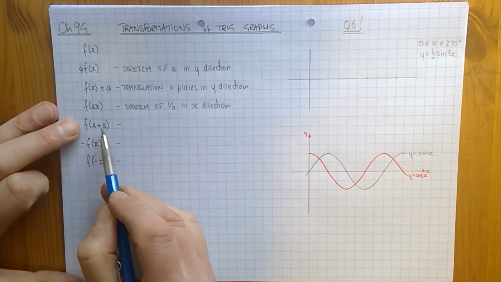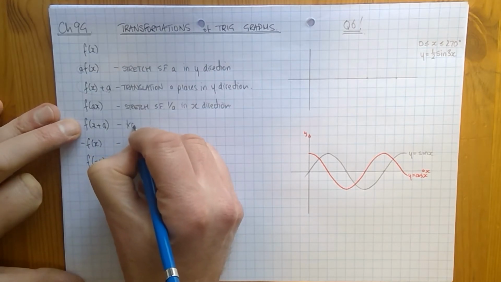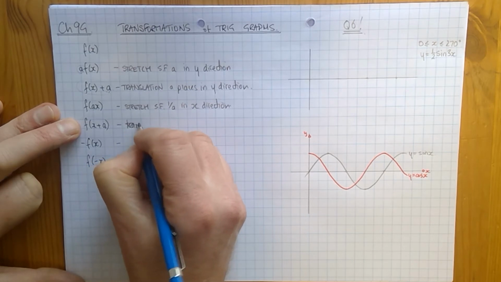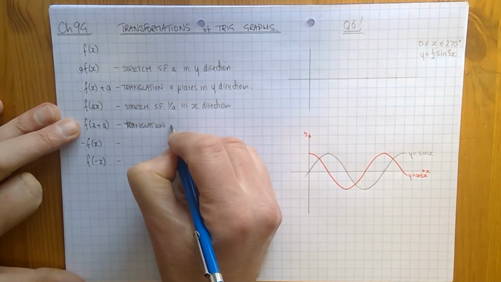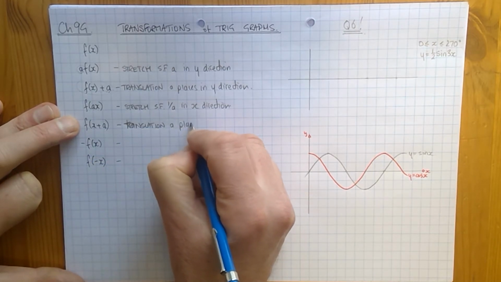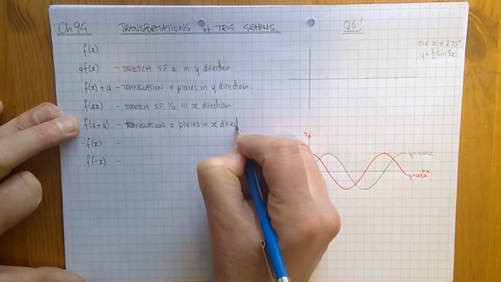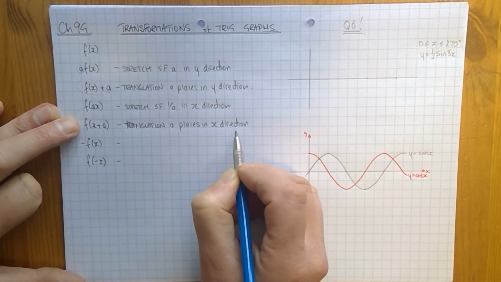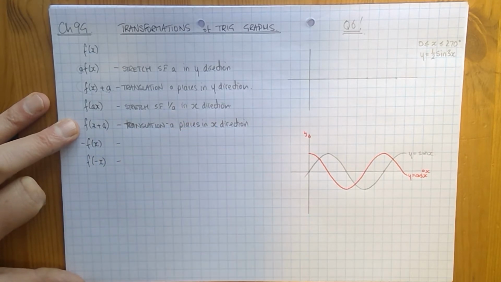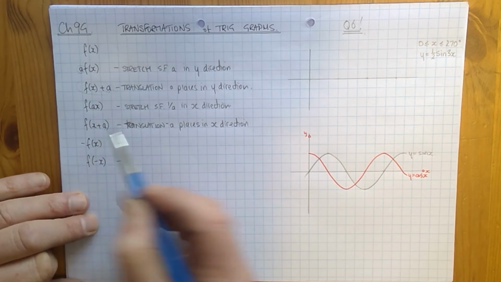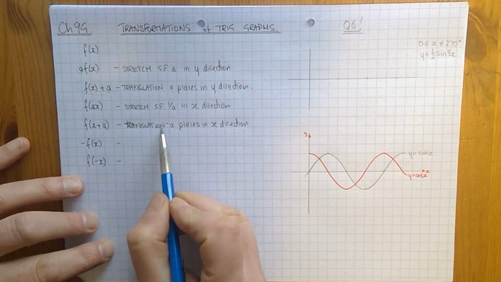This one here, if I'm adding a number to x and then performing the function, this is a translation a places in the x direction. This is the mistake a lot of students make. They move it a places to the right. It's actually minus a places. So if it's a positive value here, it goes in the negative direction. The graph doesn't change shape, it changes its position. It's a translation.